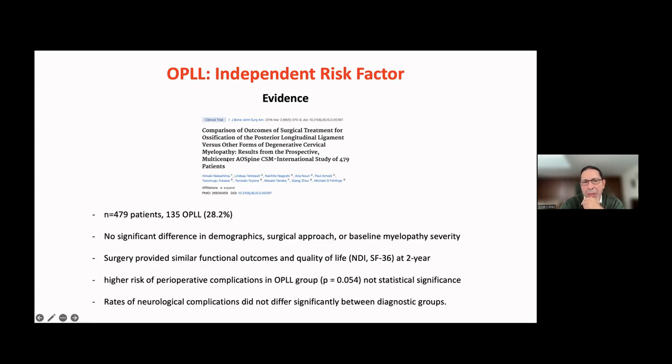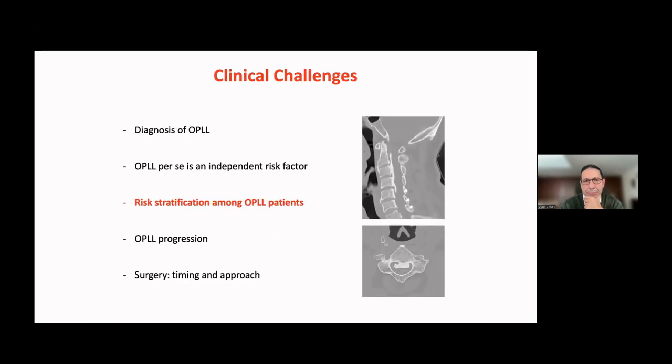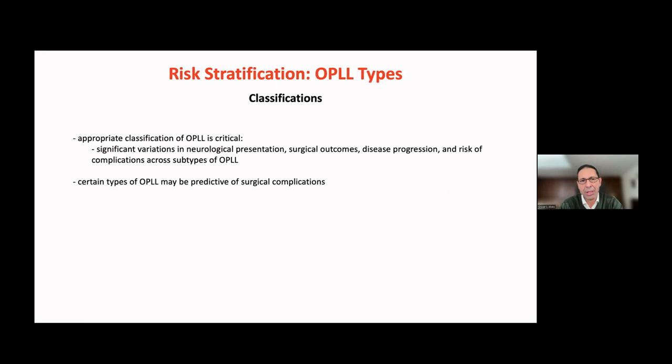But there are also papers like this one saying that there is no difference in demographics, in surgical approach, baseline myelopathy severity. The outcomes provided by surgery are the same, and the rate of neurological complications did not differ in OPLL patients versus all the others. So the third element is risk stratification among OPLL patients. Which ones are the worst that we should be concerned about?